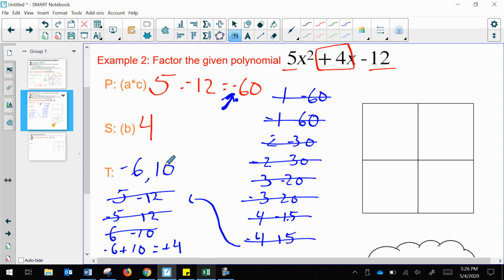Now we're ready to fill in our box. So again, top left is that first term, 5x squared.